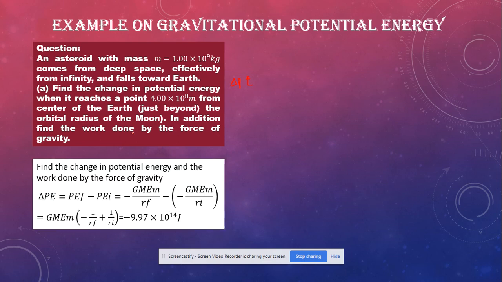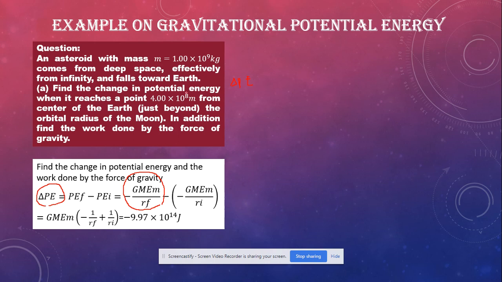To solve this one, just apply this equation. Our delta PE is equal to the potential energy final minus the potential energy initial. The equation for gravitational potential energy is equal to negative G, our gravitational constant, times the mass of the Earth, times the mass of the object, which in this case is the asteroid itself, divided by the distance of the asteroid to the Earth.